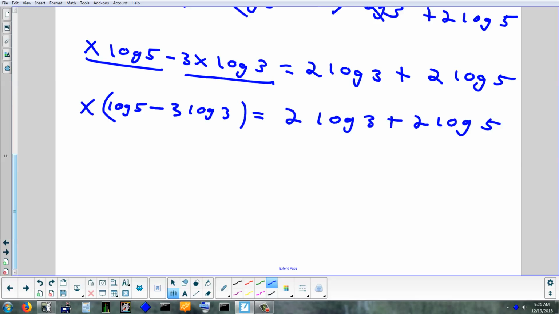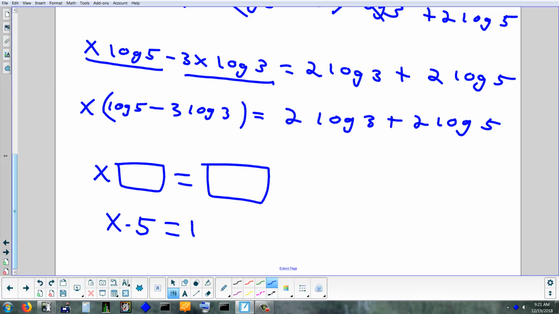So now what we have is x times a number equals a number. Okay. The equation you have is basically like this. That's where you're at right now. We just have to get x by itself. So how do we finish it off and get x by itself? Joe?